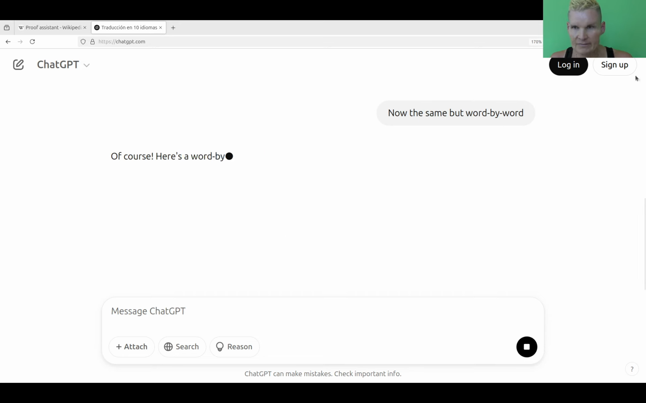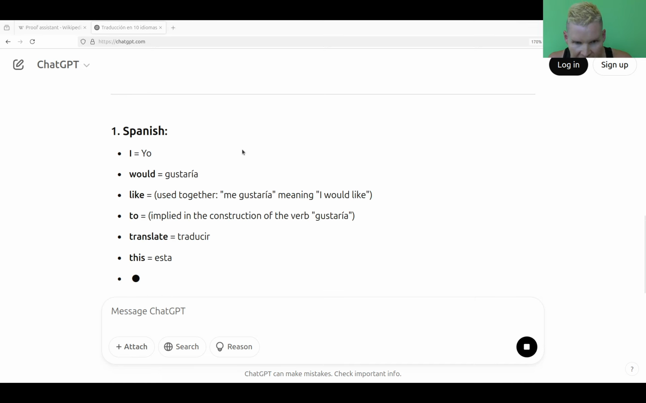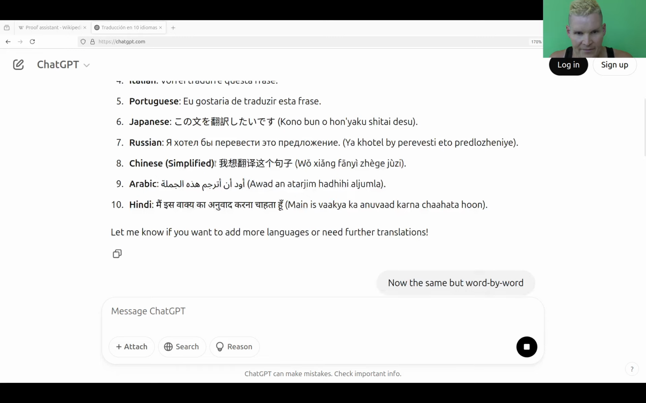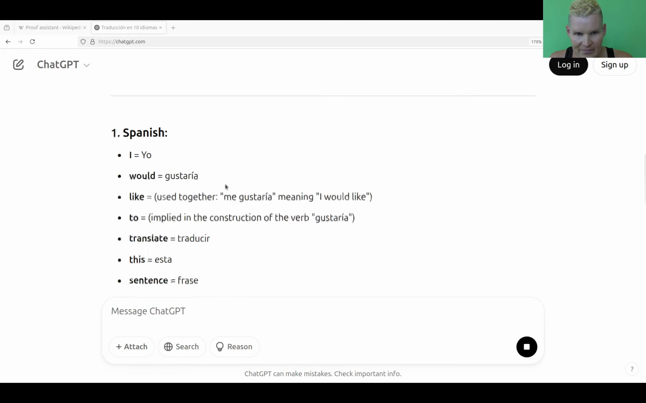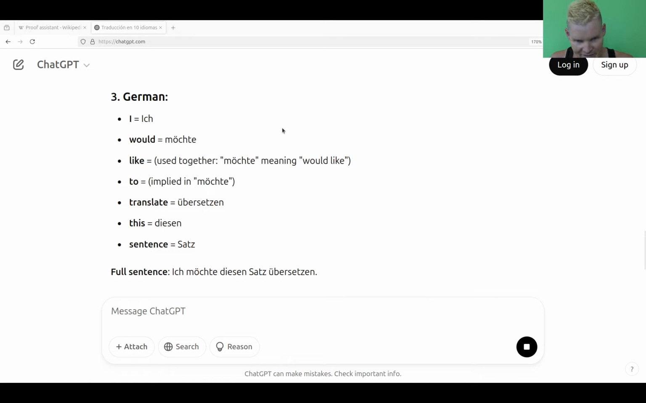So let's see what comes out. Now it gives me a list. Fine. For me, the German one is the easiest one. Ich möchte, used together, möchte, meaning would like. To implied to möchte übersetzen diesen Satz. Ich möchte diesen Satz übersetzen.